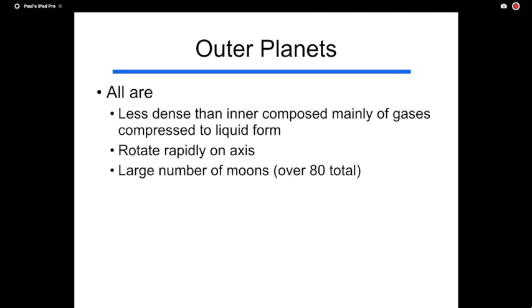You can say it 2 ways. They have very short days, or they have very rapid rotation around their axis, and there are over 80 moons represented between those last 4 planets. And so the majority of moons are around the outer planets, not around the inner planets.